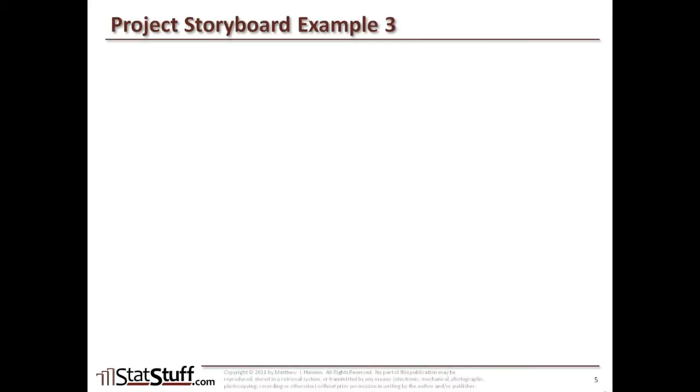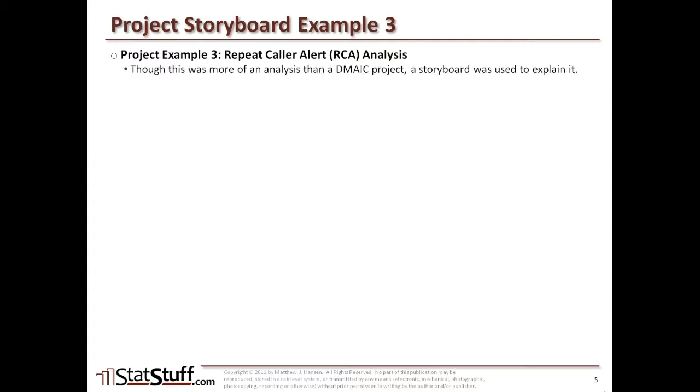In this next example, this is where we were doing analysis on what's called the Repeat Caller Alert, or RCA. Now, this particular analysis wasn't a full DMAIC project. It was more just analysis, because somebody was asking about this particular indicator we had in our software in support of some of our call centers, and they wanted to understand, is this really making a difference? Is this particular RCA factor really making a difference and contributing some improvements as we were expecting?